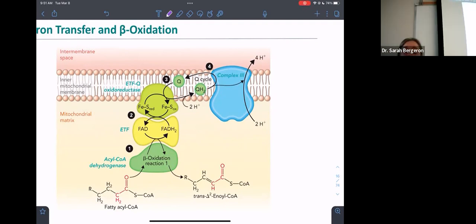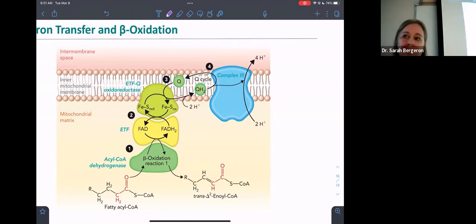The FADH2 is picked up by an iron sulfur center inside the ETF-Q oxidoreductase. Then Q picks that up. Remember how we were talking about all the different places that Q can get electrons when we were talking about the electron transport chain last semester? Go back to your notes. Q was kind of like the last place where you're picking up electrons in the electron transport chain. And then we transfer those from Q to complex 3.